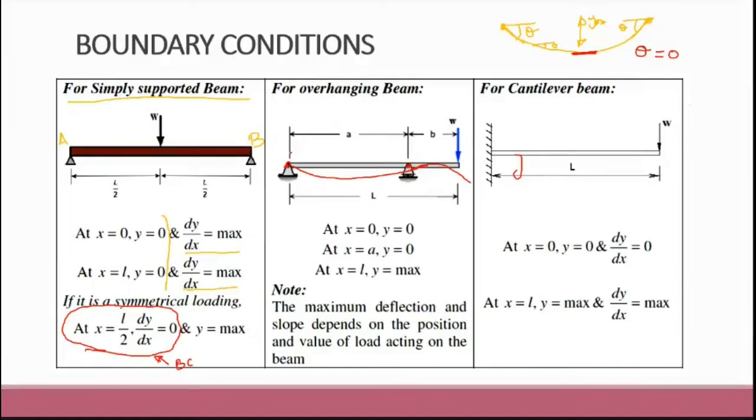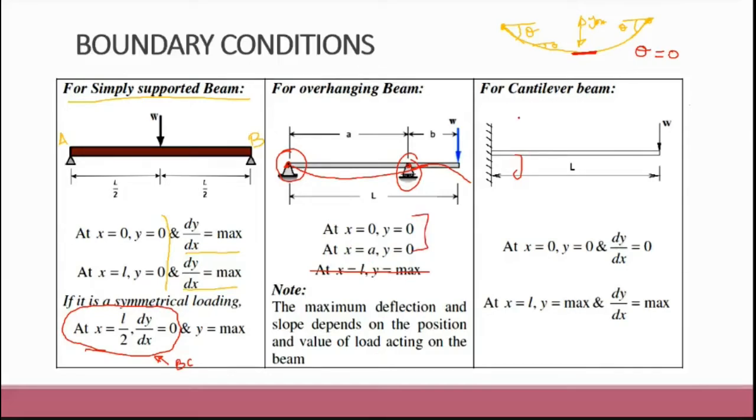So I will consider two conditions. When x is equal to 0, y is equal to 0. This is one condition. When x is equal to a, y is equal to 0. That is another condition. When x is equal to L, y is maximum is not a condition actually. It will change accordingly. It may be maximum here also. But these are the two boundary conditions we are going to use.